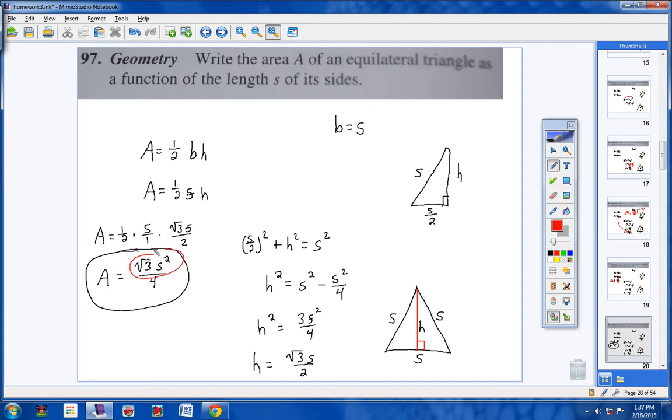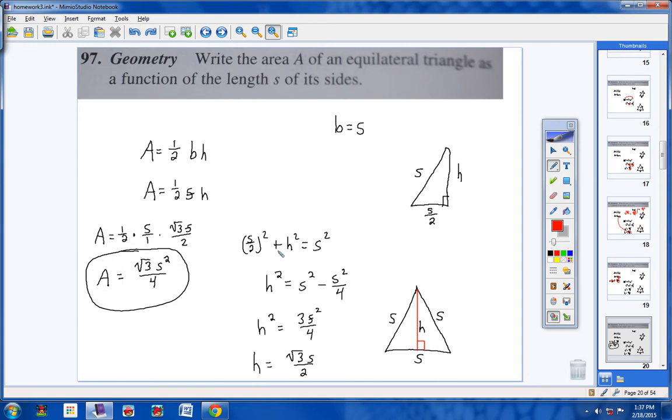Now where did I get this top right here? Watch carefully. 1 times s is s. S times s is s squared, and bring down your square root of 3. 2 times 1 times 2 is 4. So there we did it. We have area in terms of the side.